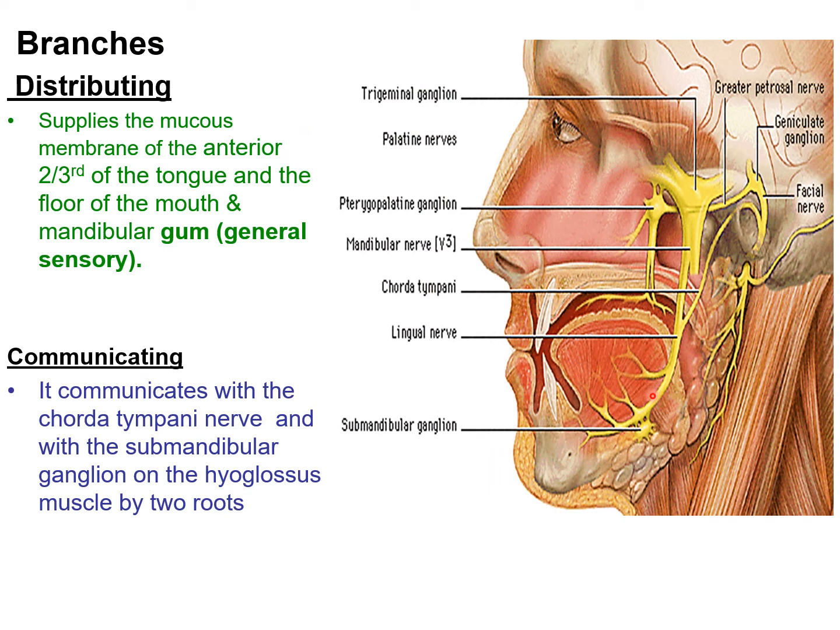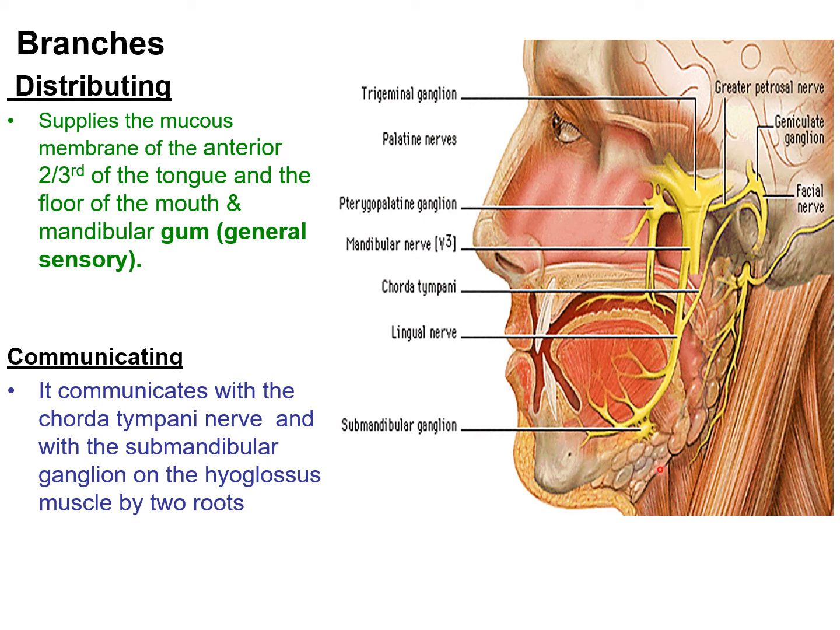Talking about the branches of the lingual nerve, it supplies the mucous membrane of the anterior two-thirds of the tongue and the floor of the mouth along with the mandibular gum. If we talk about communicating branches, it communicates with the chorda tympani nerve and with the submandibular ganglion on the hyoglossus muscle by two routes.